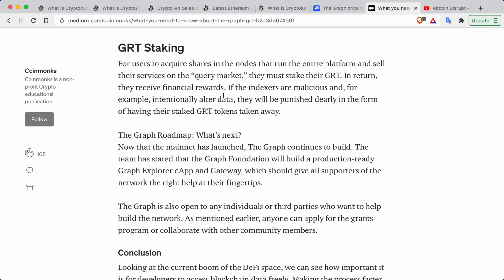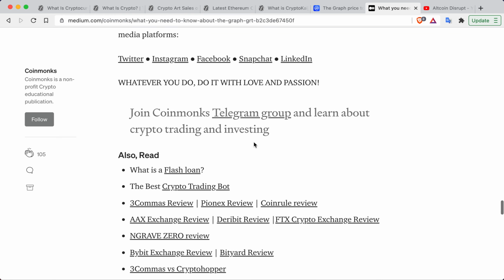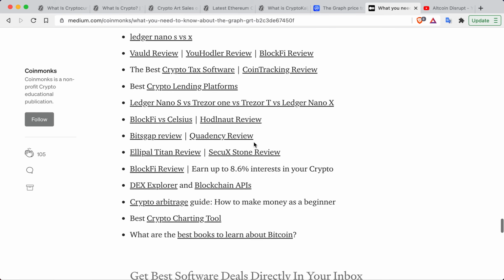In return, they receive financial rewards. If the indexers are malicious and, for example, intentionally alter data, they'll be punished deadly. Sorry guys, I meant dearly. Punished dearly in the form of having their staked GRT tokens taken away. I thought that said deadly. My mistake. Wouldn't that be something else? I'd be like, what? That can't be right. That's going a bit too far.